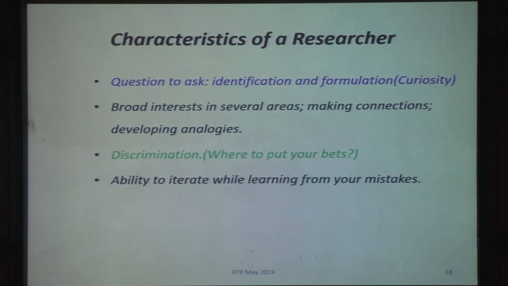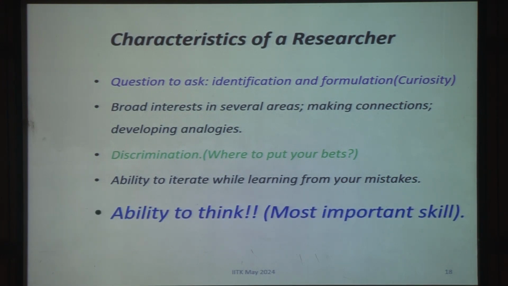Ability to iterate while learning from your mistakes. You are allowed to make mistakes, but not the same mistake again and again. Every time you can make a new mistake. You have a license for that. Okay? Most importantly, ability to think. All of these depend upon your being able to think.